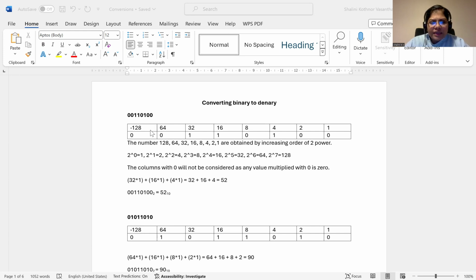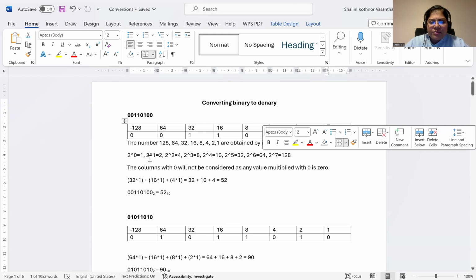So for that, let's construct a table first. In the table, we are going to have all the numbers which are obtained by the increasing power of 2. So for example, 2 power 0, well, let's start with the first number. 2 power 0 is equal to 1. So that is our first value here. Okay, we can see that here. And then we have incremented the value.